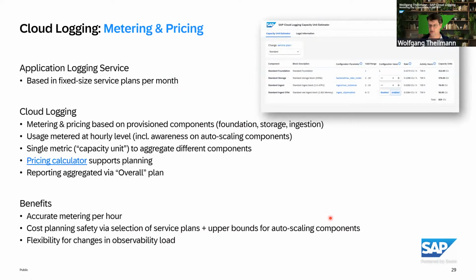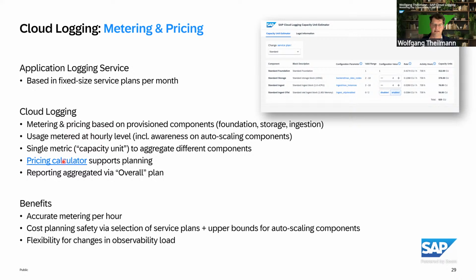Metering and pricing, also a bit different. Application logging had a very fixed t-shirt size-based pricing per month. In cloud logging, the metering and pricing is based on the provisioned components. So you saw that with the auto-scaling, right? You always need a foundation, but then the storage scales between 2 and 10 nodes, same as ingestion. So this needs to be properly metered. We do that at hourly level, and then aggregate all this information into a single metric, which is called the capacity units, to understand then the eventual price.